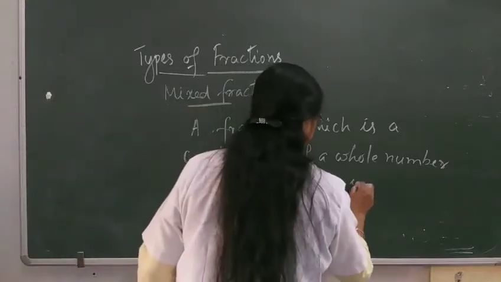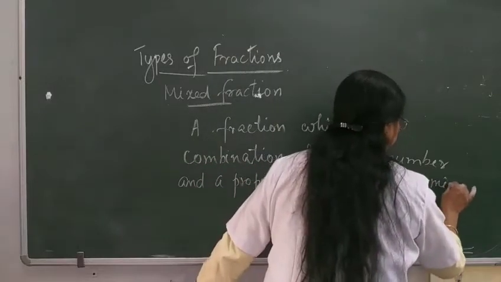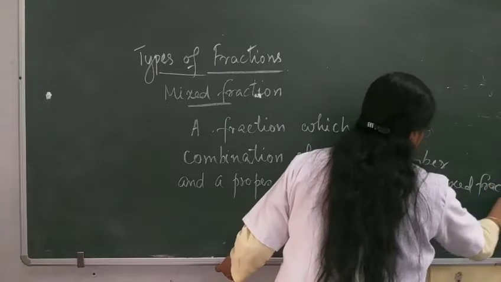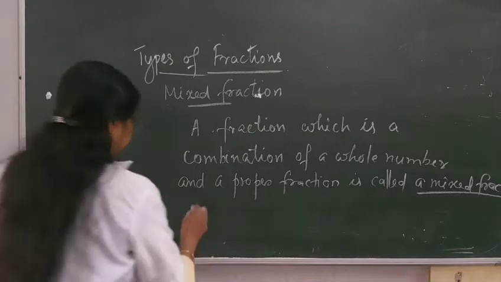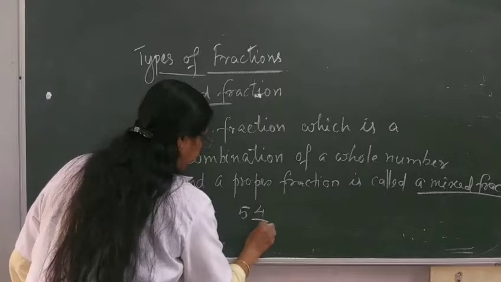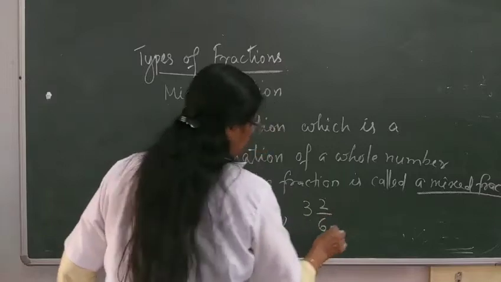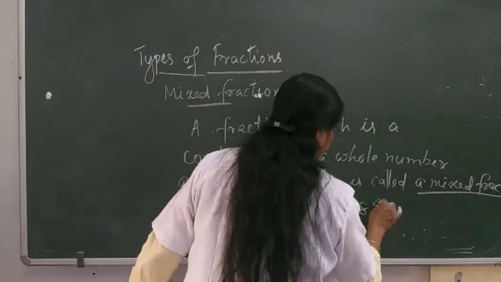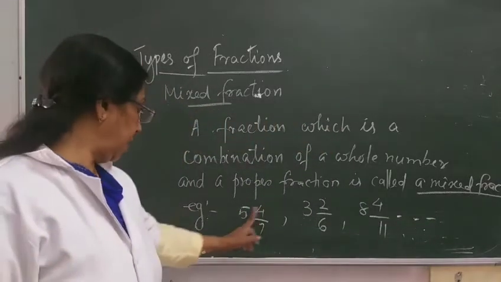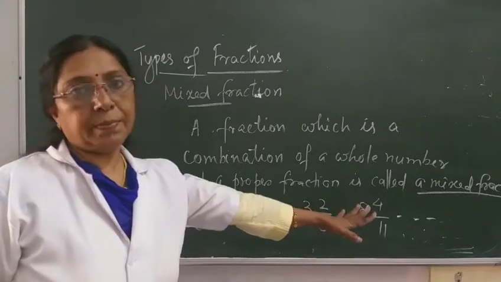Is called a mixed fraction. Example, 5 4 by 7, 3 2 by 6, 8 4 by 11, etc. These are the examples of mixed fractions. This is a whole number and a proper fraction.